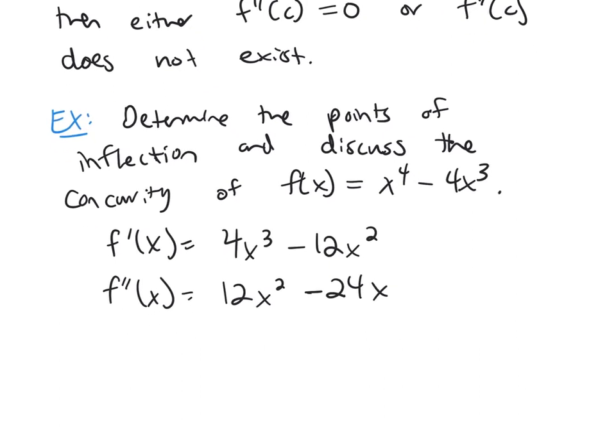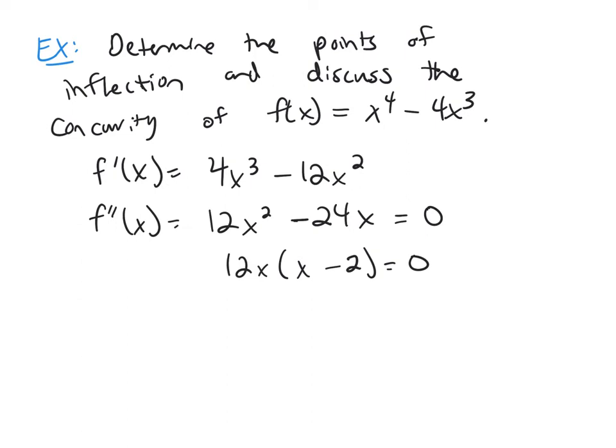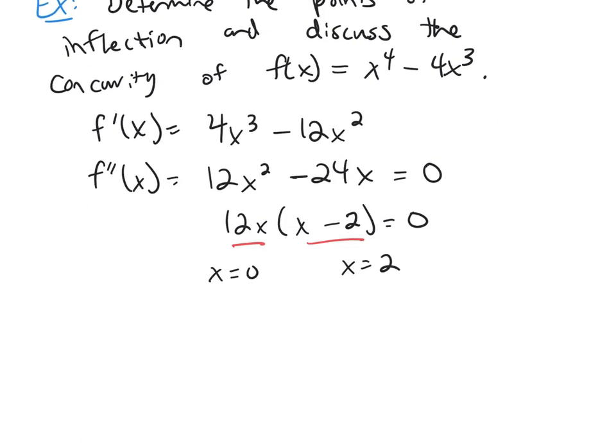Now, the second derivative always exists because it's a polynomial. So all I need to do is set it equal to 0. I can factor out a 12 and an x out of both terms. So I'm going to get two solutions. From this first part, I get x equals 0. From the second part, I get x equals 2. Now, these aren't guaranteed to be inflection points. I have to make my sign chart and verify, are these inflection points?